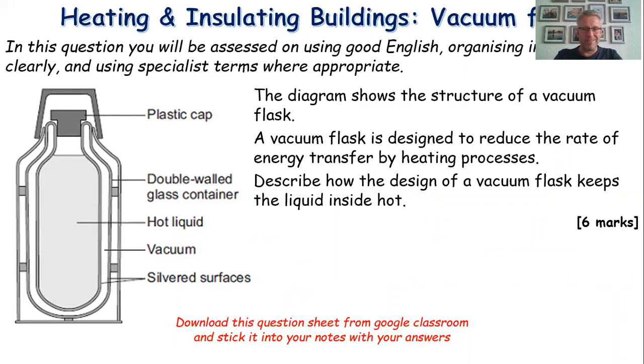The vacuum flask is designed to reduce the rate of energy transfer by heating processes. Describe how the design of a vacuum flask keeps the liquid inside hot. So you have hot liquid inside this flask, and it keeps that liquid hot. So what I would like you to do is make sure that you've downloaded the question sheet, stick it into your notes, however you're recording those these days, and then write down your answers, and we'll look at it shortly.